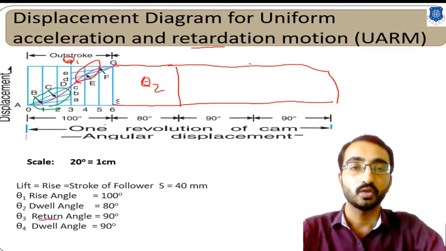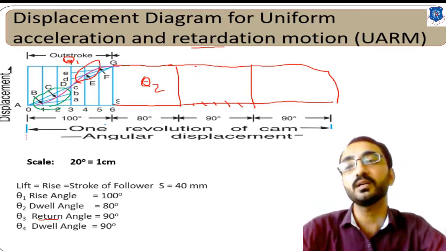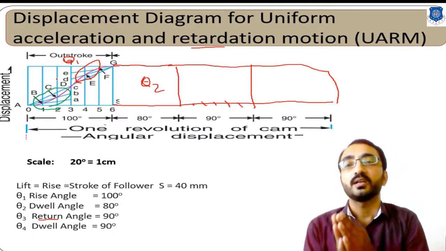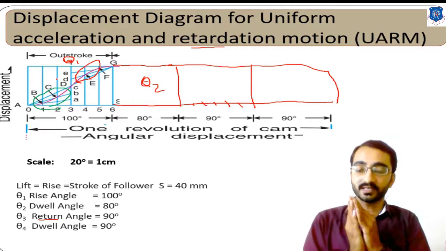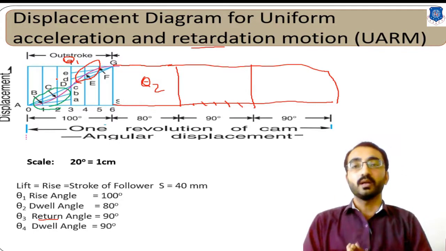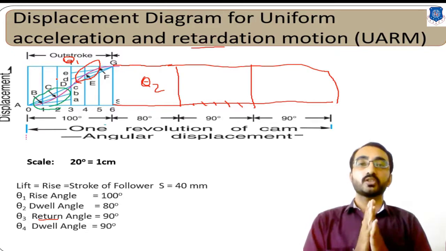To follow the same procedure, either you divide this 45 mm line into 6 equal intervals and simply sketch the inclined lines, or you can use the theta 1 phase, because the motion is similar to what we learned in the rise stroke or outer stroke. Or you can use the shortcut method.